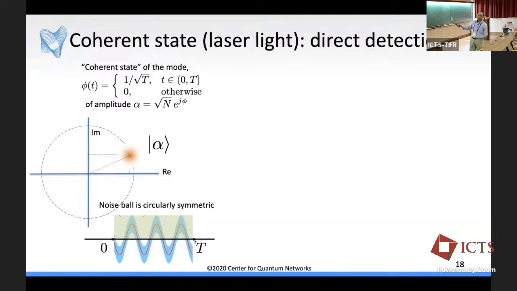With that picture, again, if I specify a mode, the only thing you need to specify for a laser light pulse is one complex number, alpha. And in quantum optics, we call that a coherent state of that mode. In quantum optics, the most general way to talk about light is first to identify what set of orthogonal modes you want to talk about. The three degrees of freedom are space, time, and polarization. Or space, frequency, and polarization. Time and frequency are just conjugates of each other.